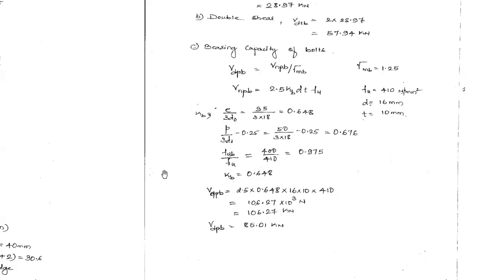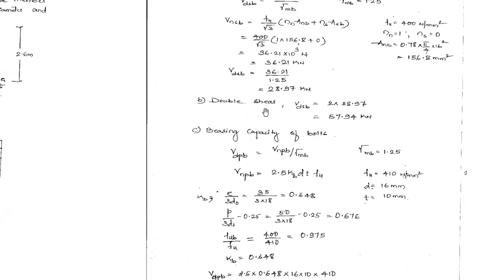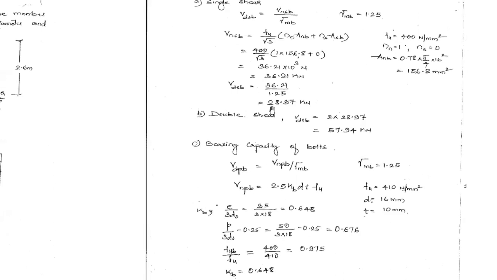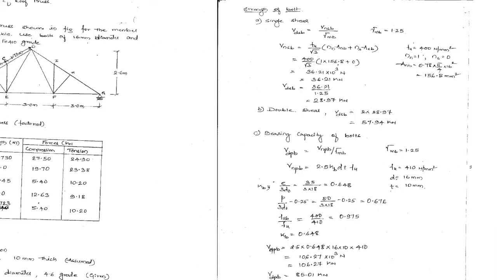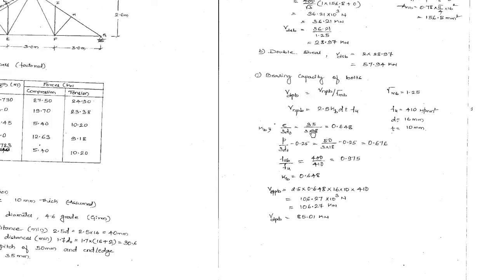Okay, and VDPB, the design strength of the bolt under bearing, is coming out to be 85.01 kilonewton. So it is 85.01 under bearing strength, whereas under shearing it is 28.97. So the bolt value will be 28.97 kilonewtons. This will be the strength of the bolt. Okay, so out of these, single shear and bearing, whichever is least will be taken as our strength of the bolt here.